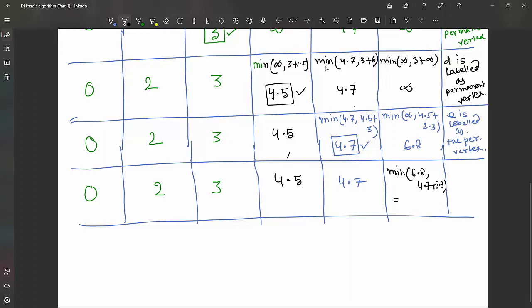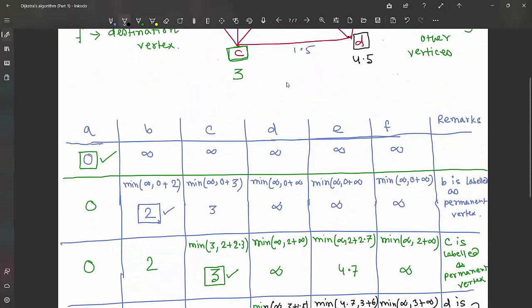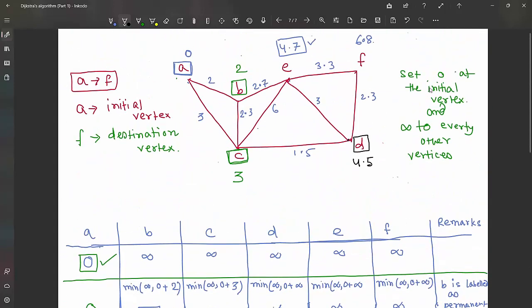So 8 and 6.8, minimum is again 6.8. So this is the destination vertex corresponding to F. So F is the destination vertex. Okay, so the table is over. So that means now you can see the table.